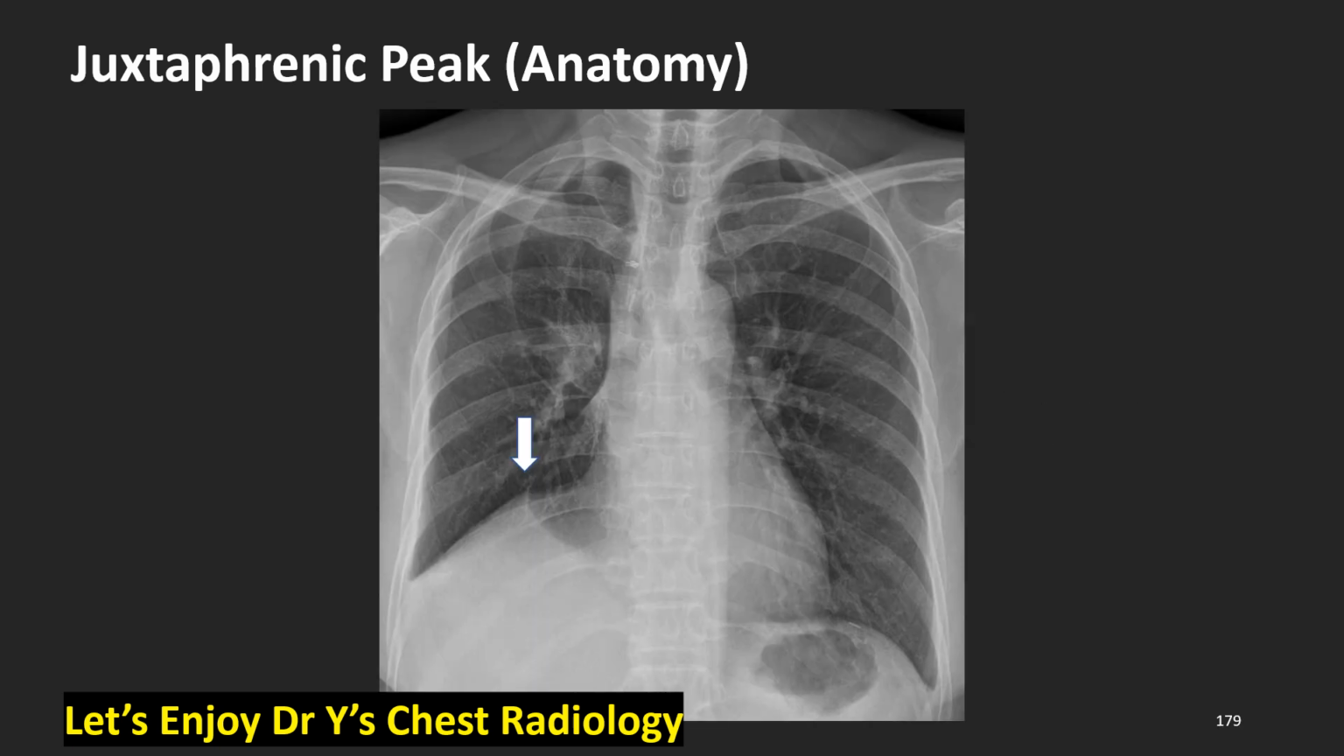Juxtaphrenic peak anatomy. Arrow indicates juxtaphrenic peak in right upper lobe lobectomy patient.